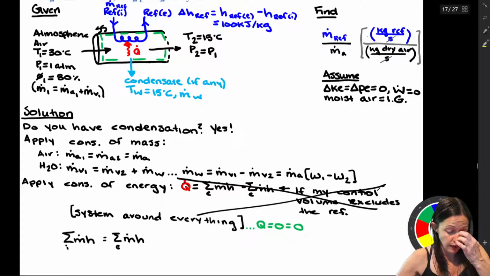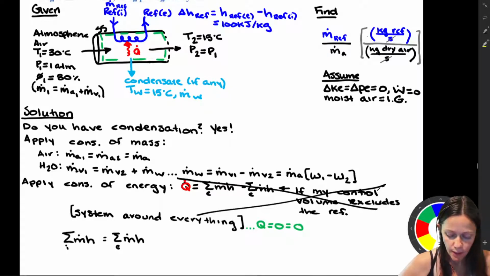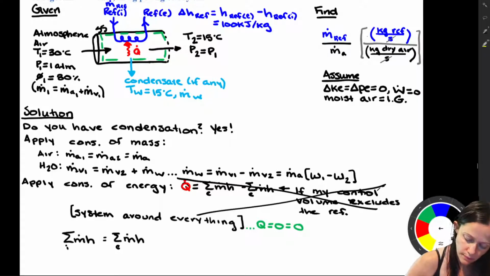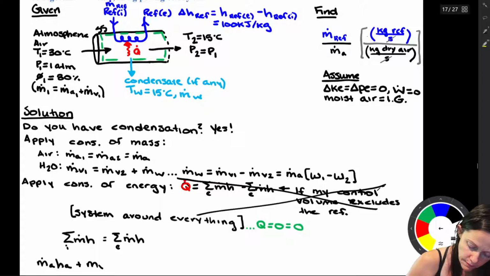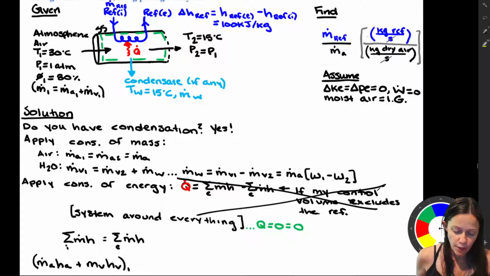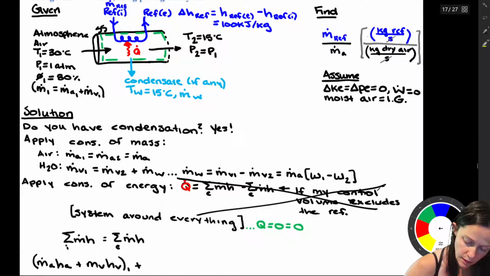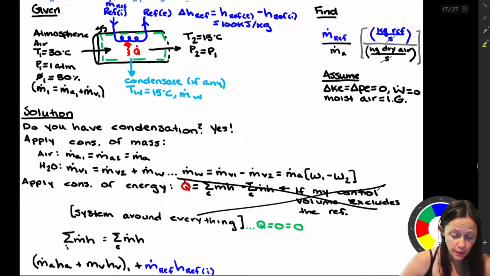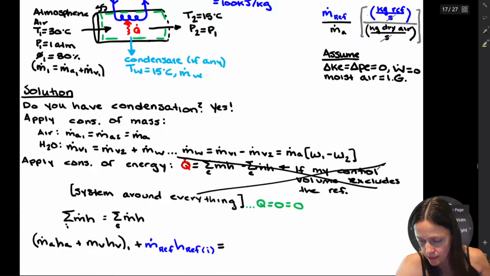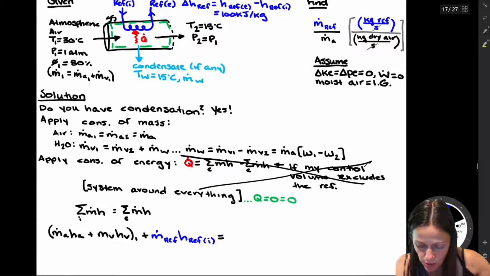So now let's look at what I've got. I've got quite a lot of inlets and outlets. So going in, let's do that first. I've got m dot a HA plus m dot v HV. This is the inlet, coming in at state 1. That's that moist air. And then also going in, I've got m dot of my refrigerant, times the enthalpy of my refrigerant going in. All right, and then I've got the outlets. All that's equal to the stuff going out.